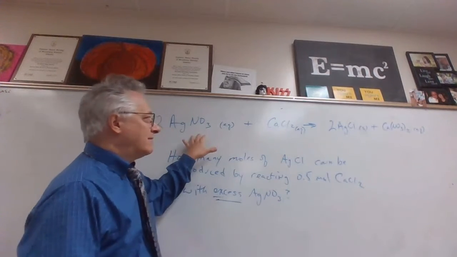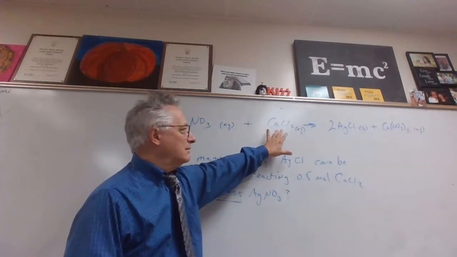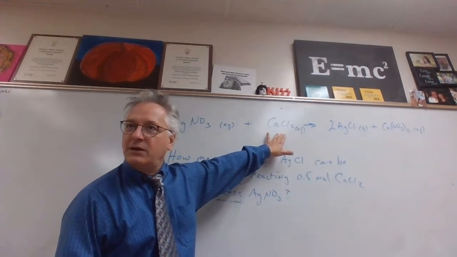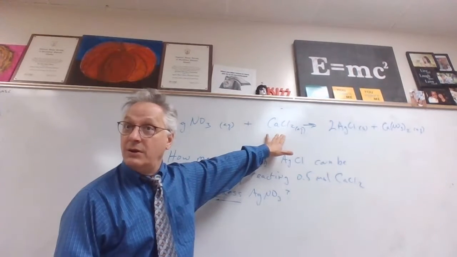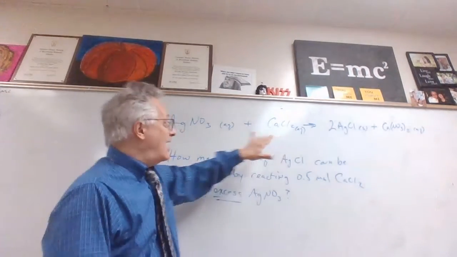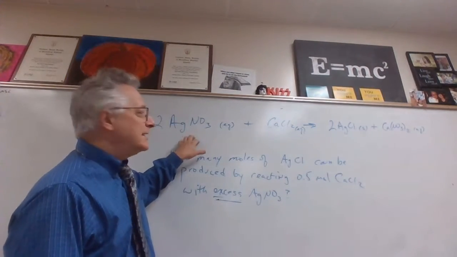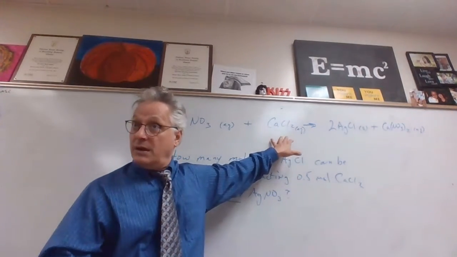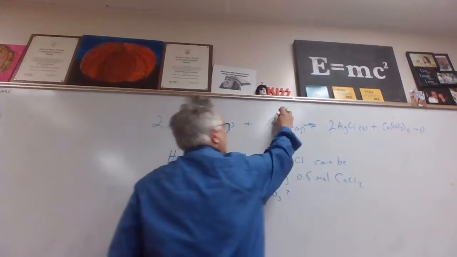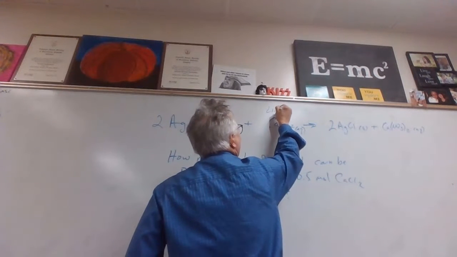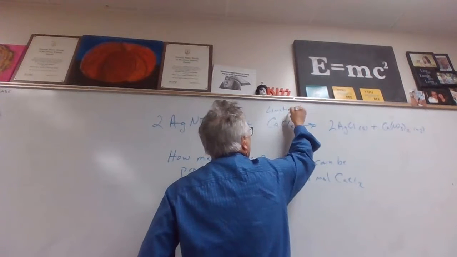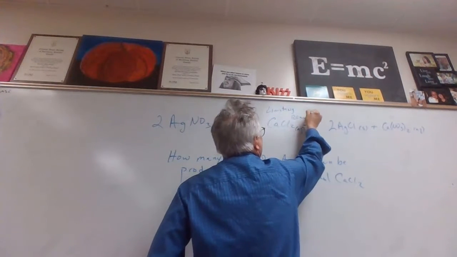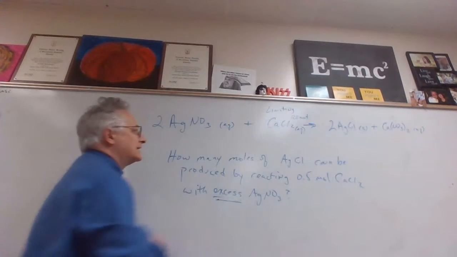If I have excess of that, what does that mean for this? Is it going to run out first? No. Yeah, I have excess of that. Excess means this is going to hang around even after the other one runs out. Now, in the words of chemistry, we call this the limiting reactant, because this is the excess one.